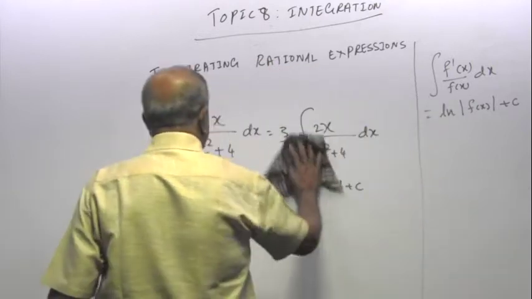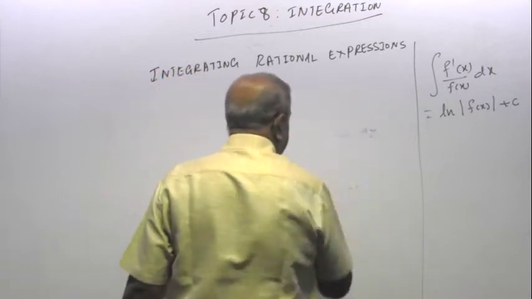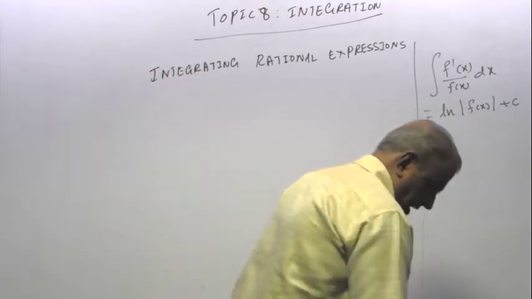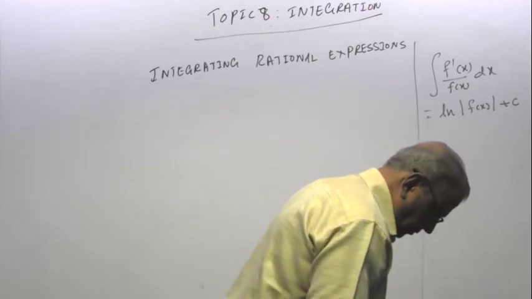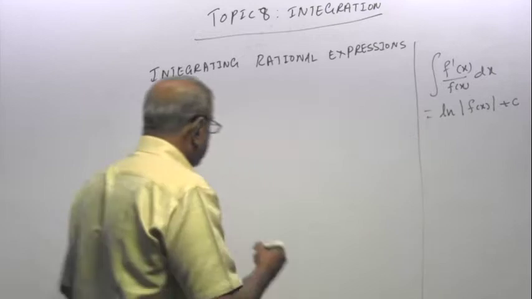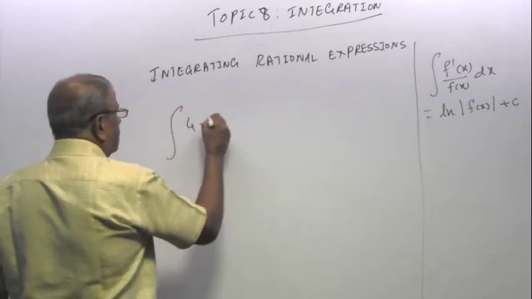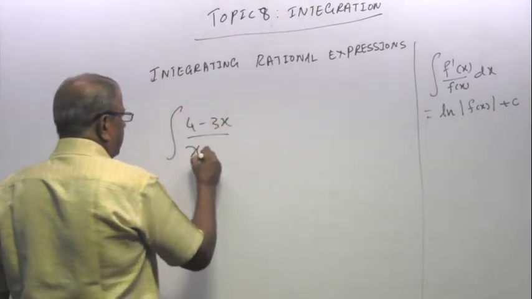Okay. Let me take another example. Suppose I had 4 minus 3x over x minus 2.